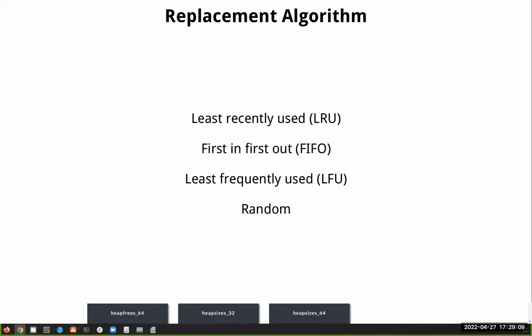If the cache is full and we need to bring a lot of data into the cache, we just randomly evict one from the cache. Okay, yeah. You don't need a clock here.